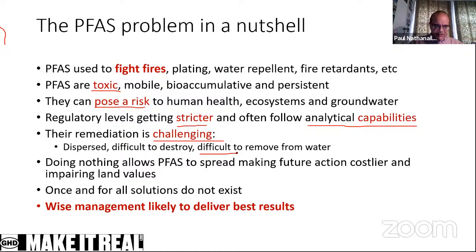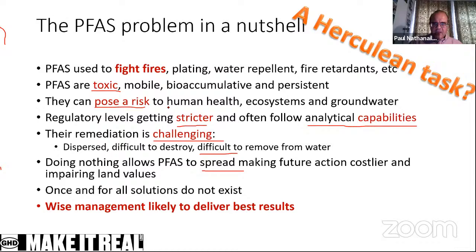Taking no action, doing nothing, is not a good course of action because of the mobility of these chemicals. They will spread, they will pollute more water, they will reduce land values more. So doing nothing is not wise. But equally, we don't necessarily have a once and for all solution today. So a middle ground, a Goldilocks solution is needed. Wise management that controls the problem over the long term.